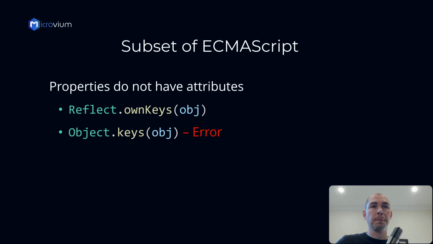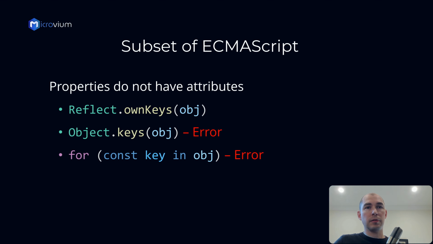And this is a general pattern I've taken in Microvium. If a feature exists in the engine, I've tried to stick as closely to the standard as possible. Otherwise, I've either omitted it or it's an error. I'm sure there are edge cases where this doesn't hold true, but I've tried to follow this principle. So another example is you can't use a for-in loop in Microvium because, again, it doesn't know which properties are enumerable. And there is no delete operator because you don't know which properties are configurable.